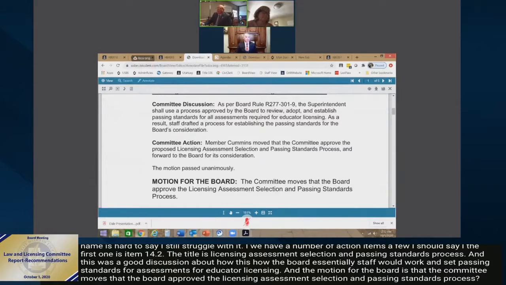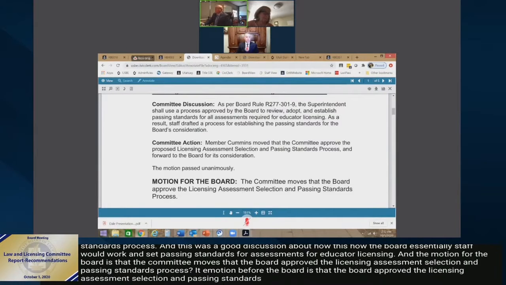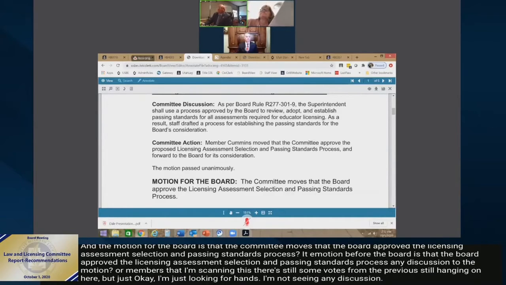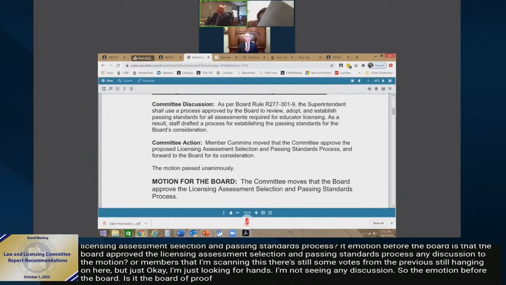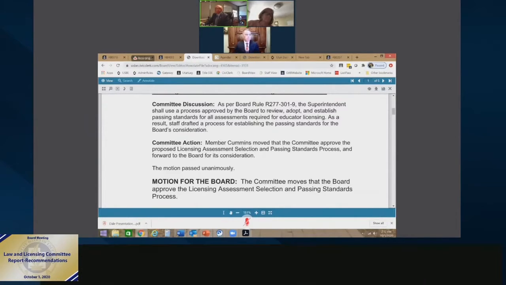Okay, the motion before the board is that the board approve the licensing, assessment, selection, and passing standards process. Any discussion to the motion? Board members, as I'm scanning this, there's still some votes from the previous still hanging on here. Which is okay, I'm just looking for hands. I'm not seeing any discussion, so the motion before the board is that the board approve the licensing, assessment, selection, and passing standards process. Board members, at this time, please vote. Voting is complete, and this motion passes unanimously.